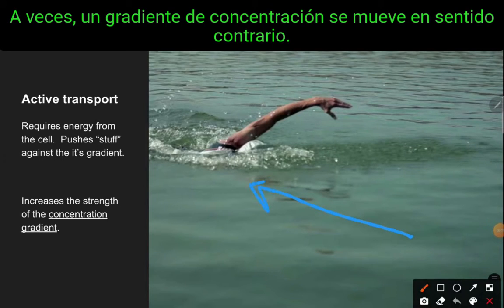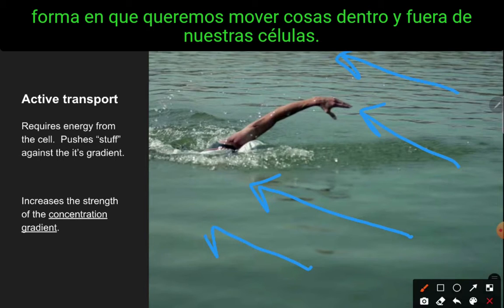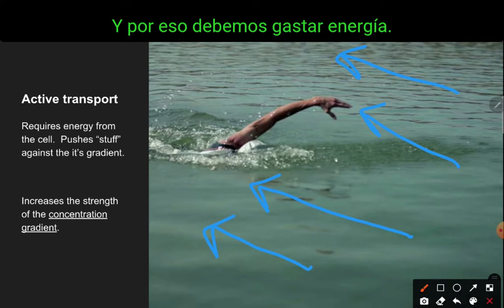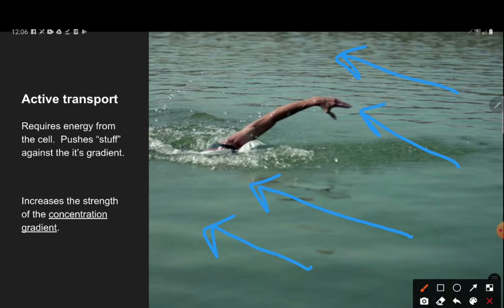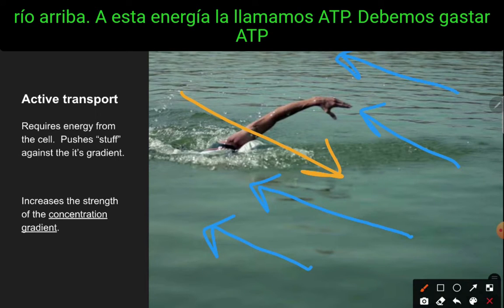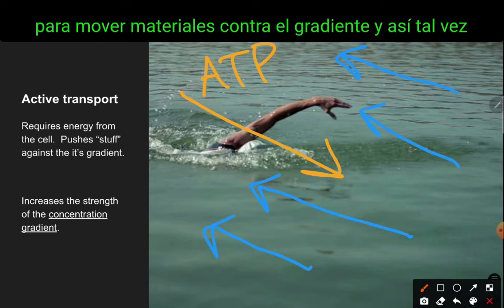Sometimes a concentration gradient is moving the opposite way that we want to move things in and out of our cells. And so we must spend energy in order to move against it, like this swimmer is swimming upstream. We call this energy ATP. We must spend ATP in order to move materials against the gradient.